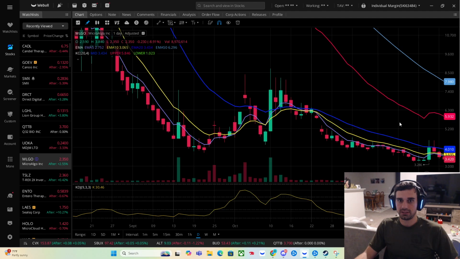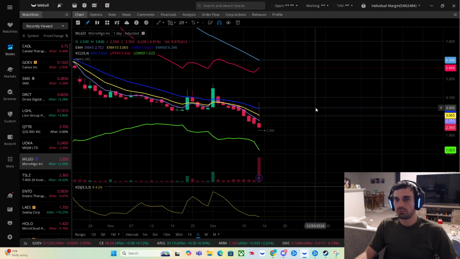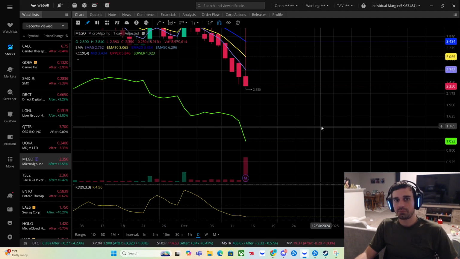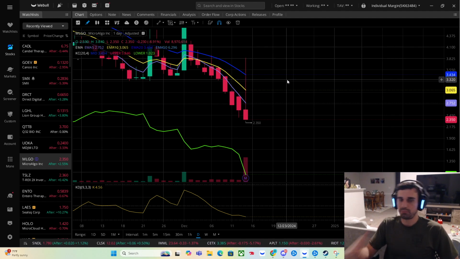It could do something like this, where it goes quite a bit above it, and then it tries to go, and then goes down. So my best approach is, why not play when the algos pump it up to the EMA? So the EMA 5, the 10, and the 20. Play it up to that.